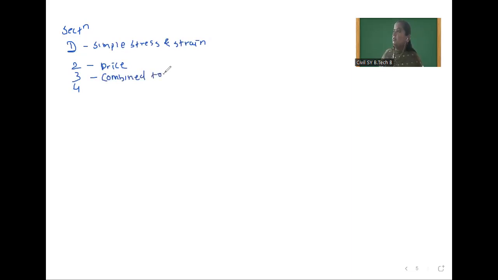So after that first section, in section first also there are 4 units, unit 1, 2, 3 and 4. First is simple stresses and strain. After that second unit is principal stresses and strains. This is combined torsion, bending and thrust, and last fourth unit is theories of elastic failure.